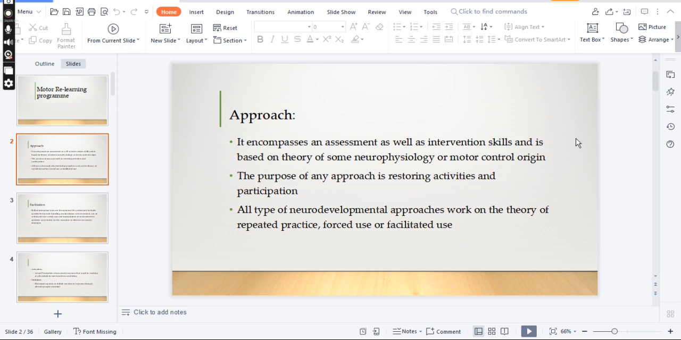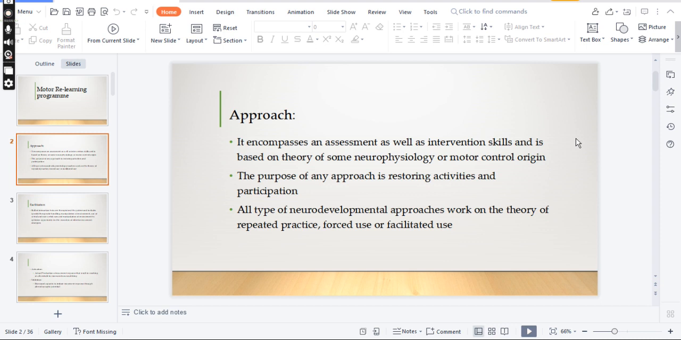First of all, we'll discuss the motor relearning program so you can have a basic idea about it. Then later on we'll discuss its techniques and approaches and its wide topics that you should know.